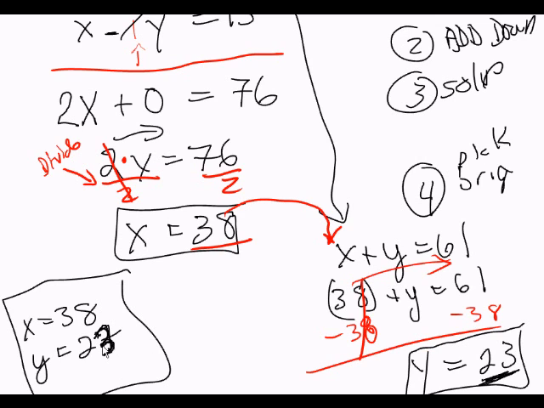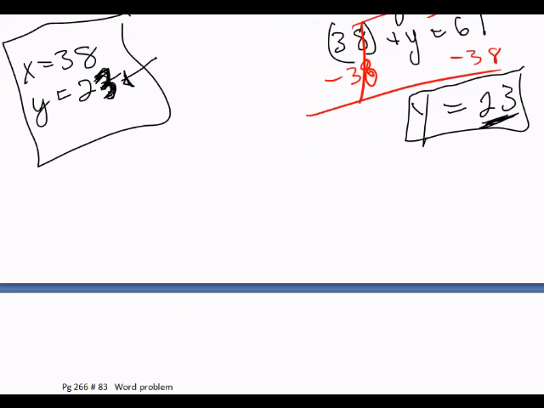Oh, 23, not 27. I put a 27 there. It's 23. Oh, that scared me. There we go. The difference between 38 and 23 is 15. And when I add them, it equals 61. So the answer is 23. I wrote 27 by accident.